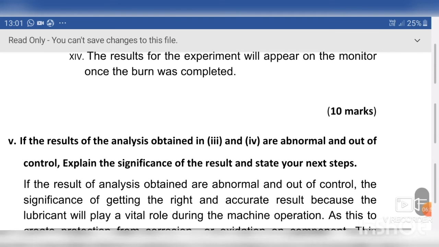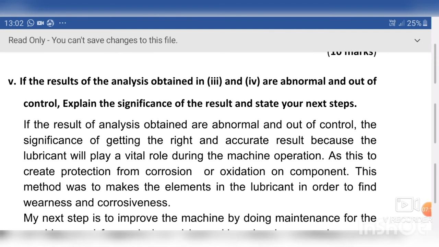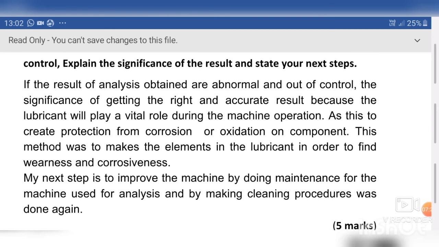Okay, next we go to the last question, which is: if the results of analysis obtained in 3 and 4 are abnormal and out of control, explain the significance of the result and state your next step. If the results of analysis obtained are abnormal and out of control, the significance is getting the right and accurate result, because the lubricant plays a vital role during machine operation, as it creates protection against corrosion and oxidation on components.